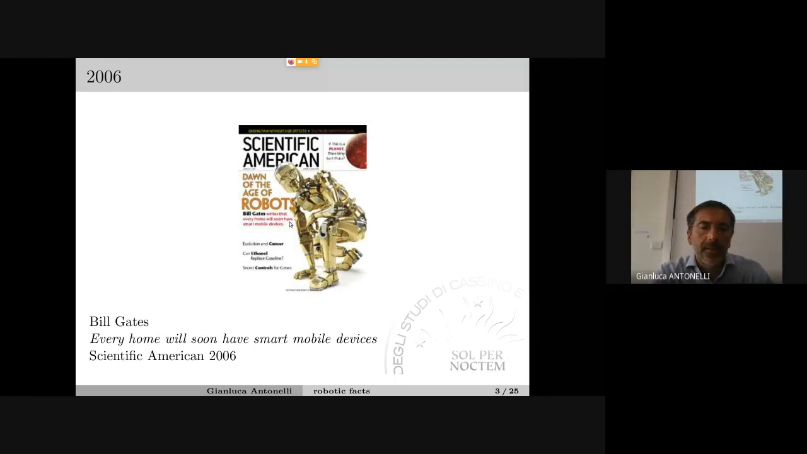In 2006, Bill Gates published an article in Scientific American saying we are going to sell a robot in every home. And Microsoft started a very aggressive campaign of software for robotics, in a similar way to what they had done with the operating system or with the Office package in the beginning. They gave it for free to universities, and very cheap, in order to have all the people used to it and then try to sell it. With the robots, it just failed.